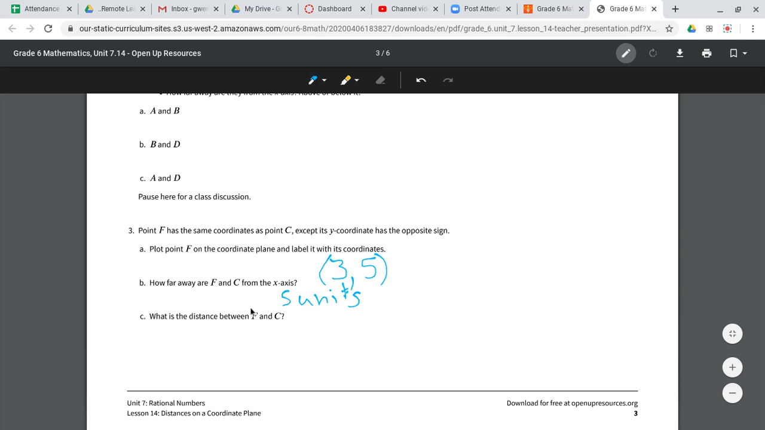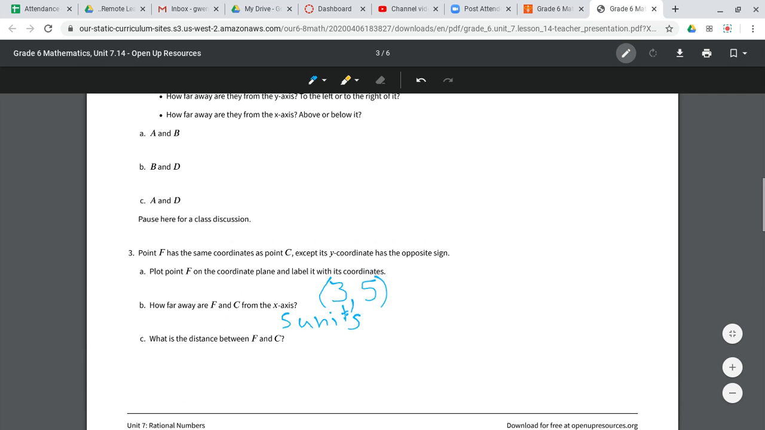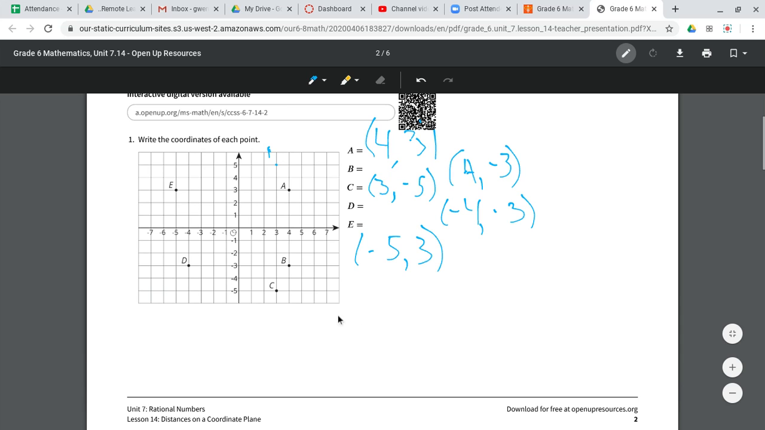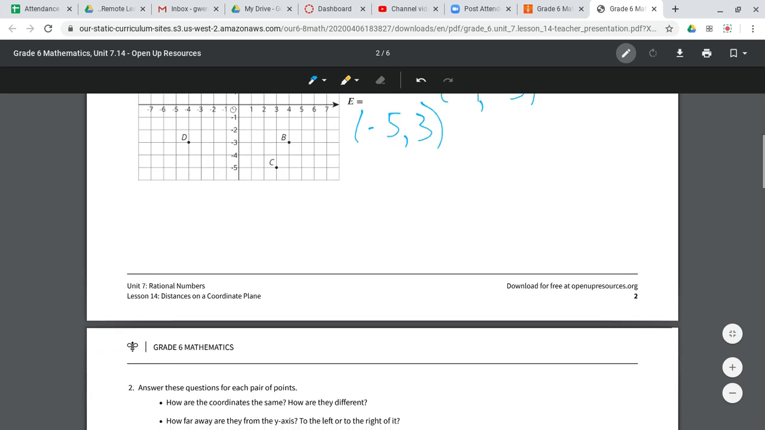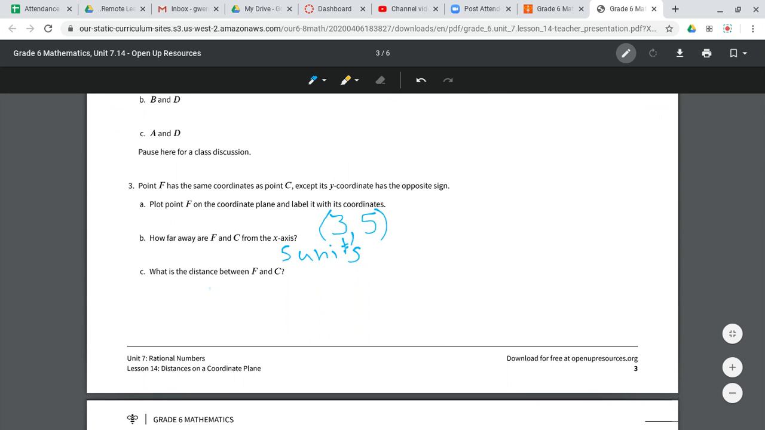So now the next question is, what is the distance between F and C? Well, if F is 5 units from the x-axis and C is 5 units from the x-axis, then if we look back up here to count between these, if you're not sure, we're going 1, 2, 3, 4, 5, 6, 7, 8, 9, 10. So they are 10 units apart. Being as they're opposites, we can take how far each one is from the x-axis to find the distance between the two. We just double that. So 2 times 5 gives us our 10 units.